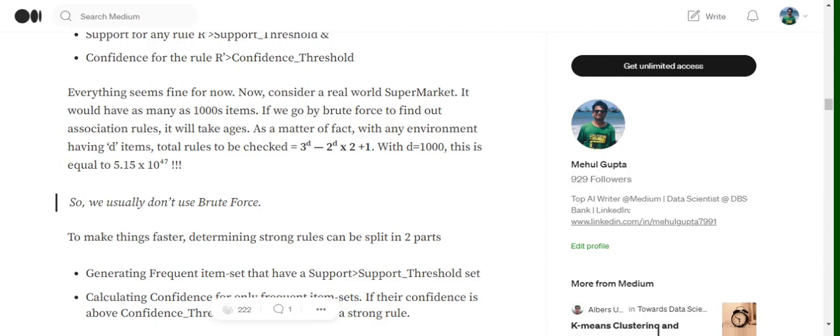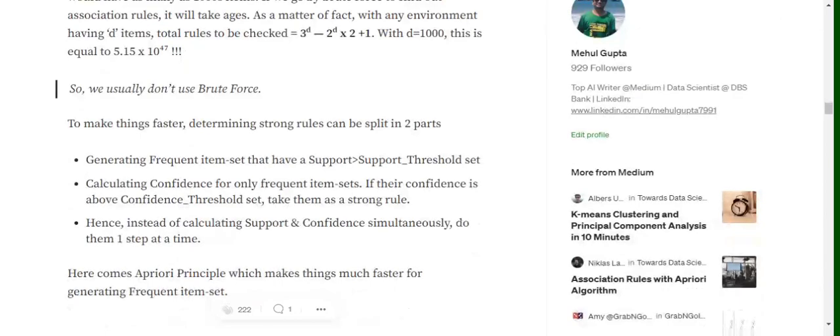what we wish to do is figure out a quicker way to determine these rules rather than following a brute force approach. One of the ideas that has come up is that we first calculate the support for each rule, and we only calculate the confidence for those rules which have a support greater than the support threshold. Hence, instead of doing both support and confidence together, we first calculate support and then calculate confidence. If you remember the formula for support, it was frequency of I1 union I2 upon total N, hence the denominator remains always common.